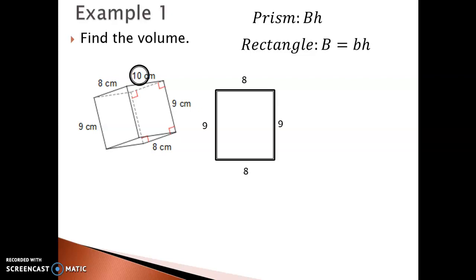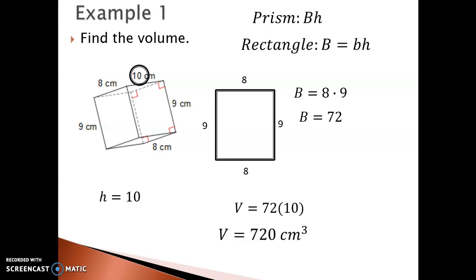Area of my rectangle, capital B, is 8 times 9, which is 72 square centimeters. And then H is 10, because we found that from circling it. So volume of a prism is capital B times H, so it's 72 times 10, which gives us 720 cubic centimeters. So that is how you find the surface area and volume of a rectangular prism.